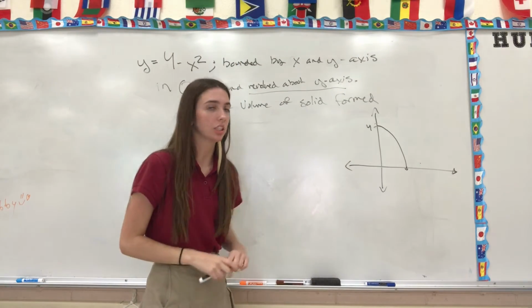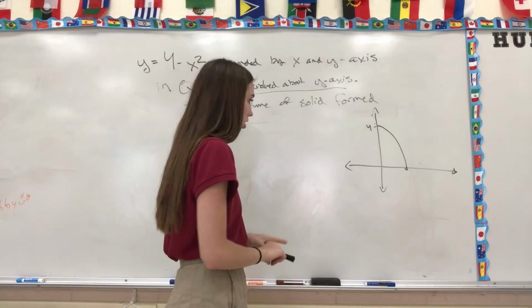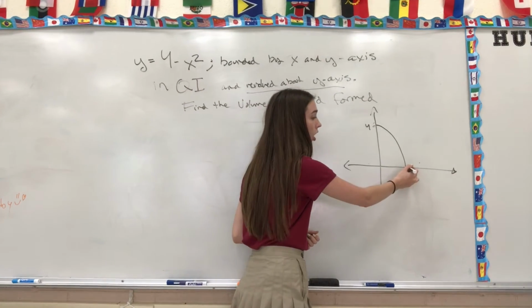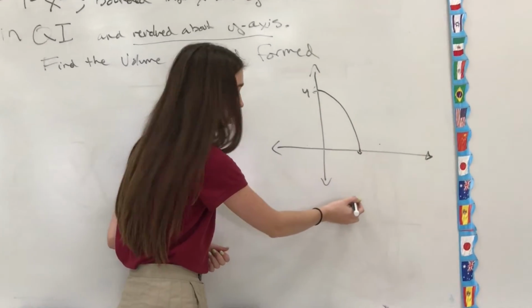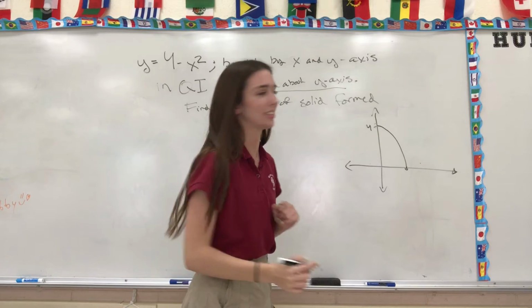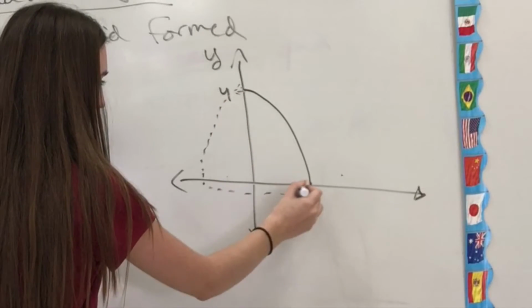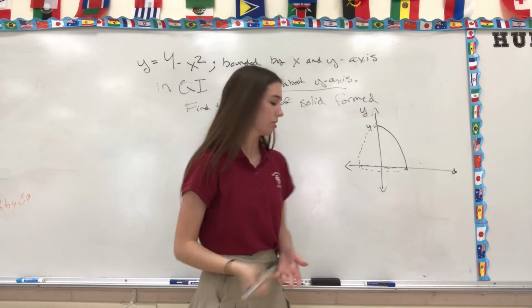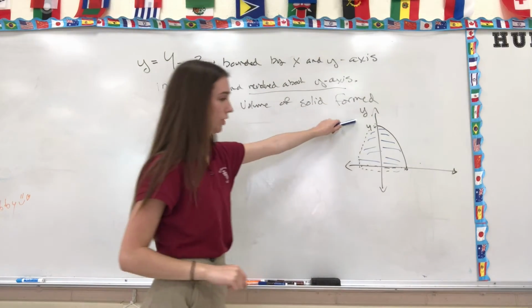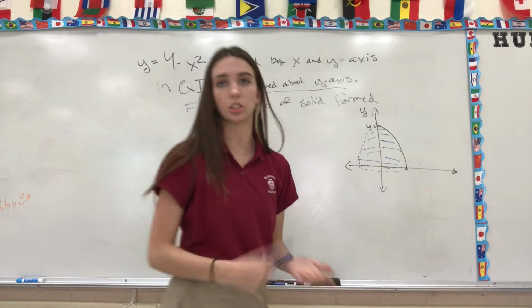This is what the equation looks like. Now we need to revolve it around the y-axis. No, the y-axis. And then there's gonna be a little circle down here. You guys have all seen shapes. We have our regions bounded. Let's do some math now.